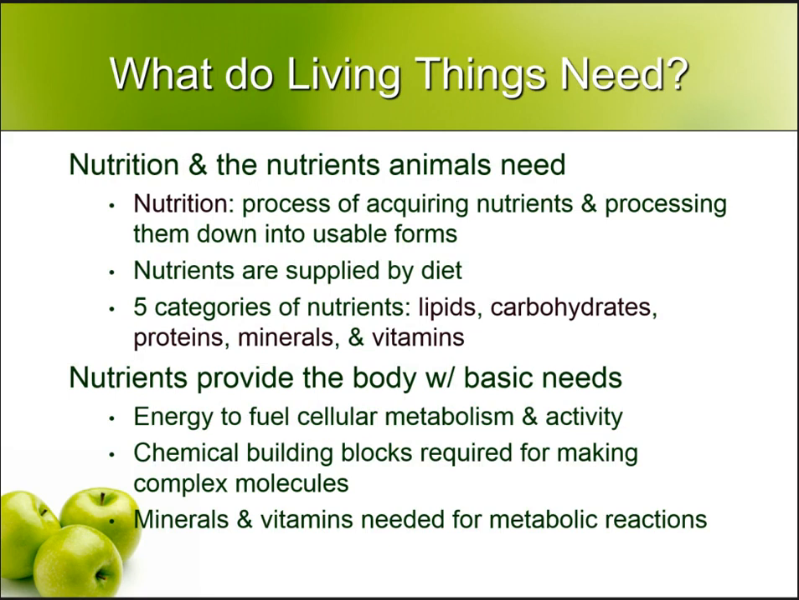Nutrition is acquiring nutrients and processing them, how you get them and what they are. When you talk about nutrition, you basically are talking about 5 categories: the lipids, carbohydrates, proteins, minerals, and vitamins. You take those in, and then we break them down, and we build the stuff we need with those, or we use them in processes like cellular metabolism. Minerals and vitamins are the things that you're going to need the least of. Lipids, carbohydrates, and proteins are going to be the bulk of your diet.